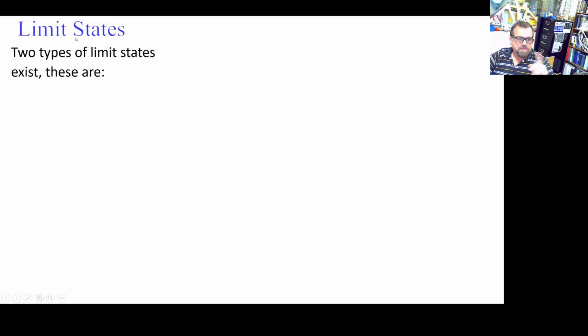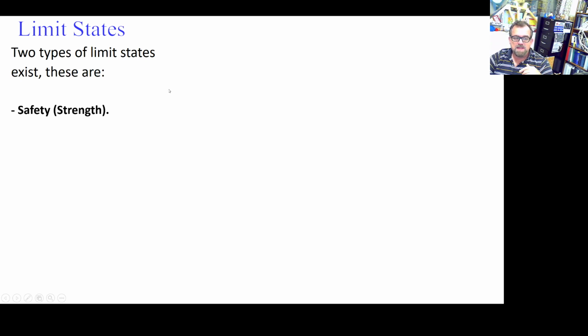Now, when we talk about serviceability and we talk about strength, those are called limit states. And the limit states are, and we're going to discuss this in the next lecture also, but basically a limit state is those values where the structure ceases to fulfill the function for which it was created. So there are basically two big problems, or big milestones, in limit states.